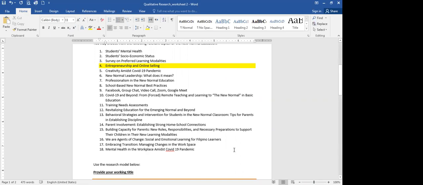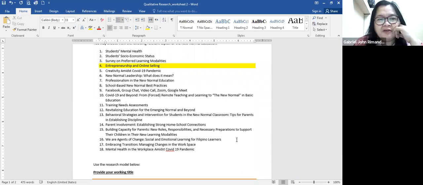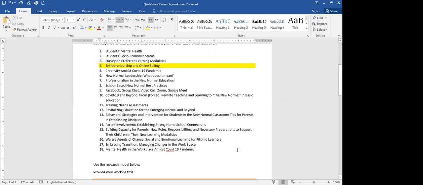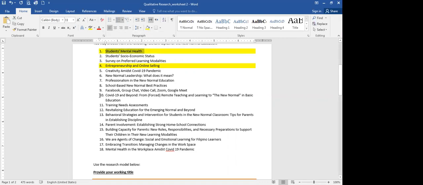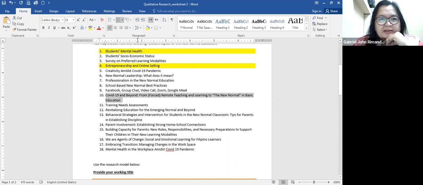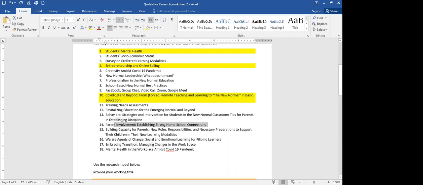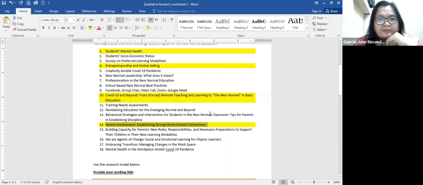Hello, ma'am. Yes, po. For our group, we chose 3 topics. From all the 18, we chose 3, kumbaga, recommendation ng bawat isa. Ang top 3 po namin, ma'am, is number 1, number 10, and number 14 po. Okay, 1, 10, and 14. Okay, anything else?